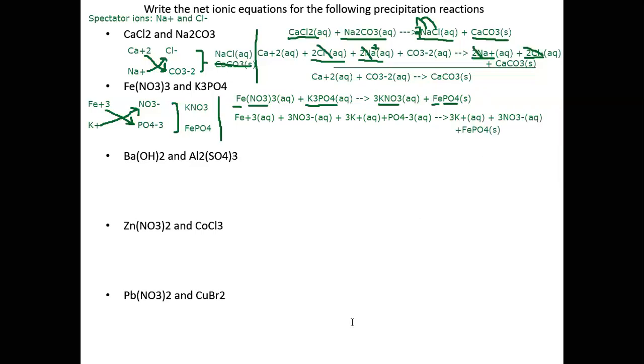And so now we look to see what is similar or the same on both sides of the equation. We see 3 nitrate and 3 nitrate, so we can mark those off. So nitrate is a spectator ion. We see 3 potassium ions and 3 potassium ions. That's a spectator ion. We can cross it out. And what we have left is the net ionic equation.